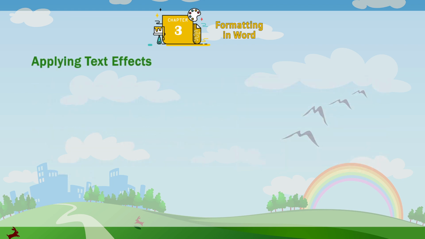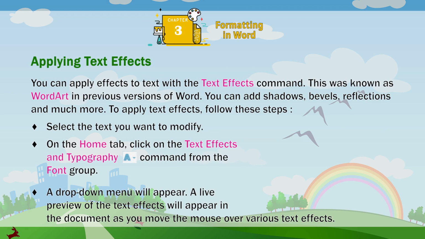Applying text effects. You can apply effects to text with the Text Effects command. This was known as WordArt in previous versions of Word. You can add shadows, bevels, reflections, and much more. To apply text effects, follow these steps.